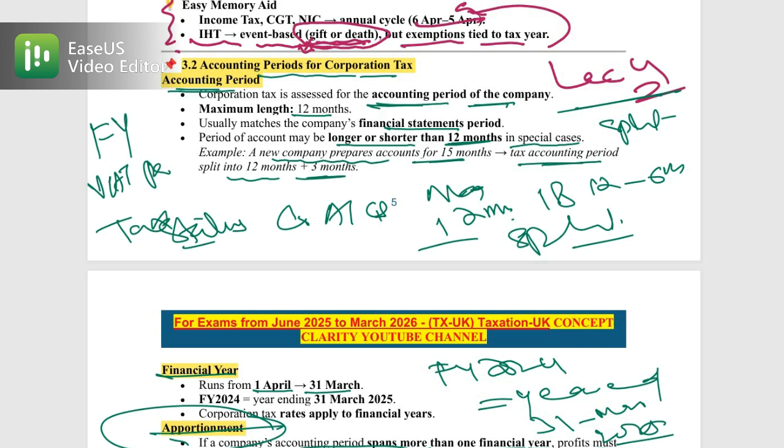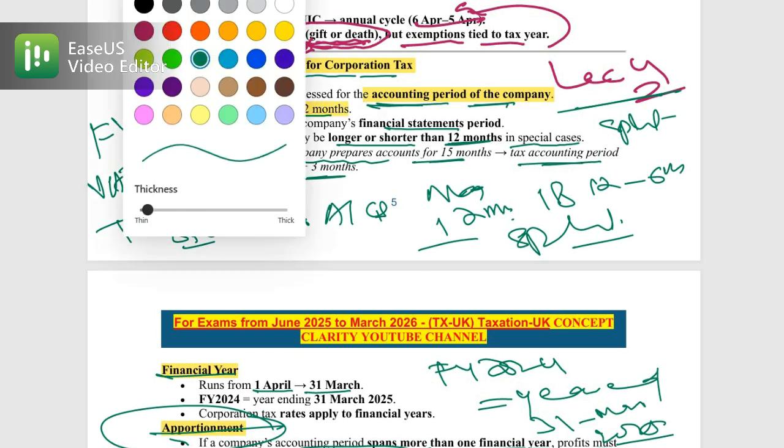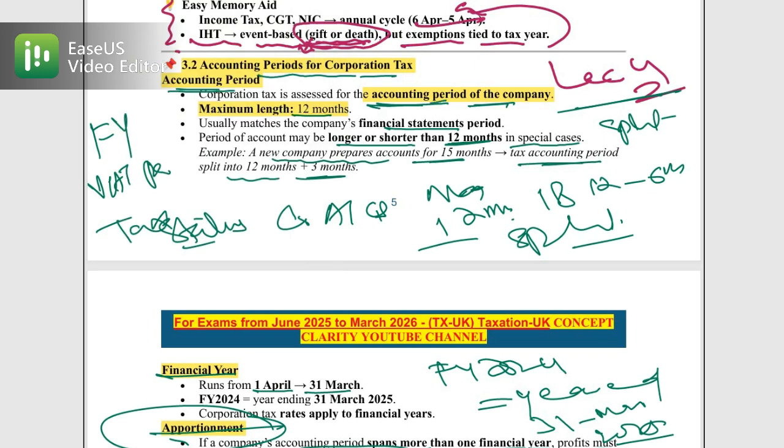Okay, the first one is the accounting period for corporation tax. Corporation tax is assessed for the company accounting period, and the maximum length is 12 months. So the maximum length is 12 months. Now, it usually matches the company financial statements.